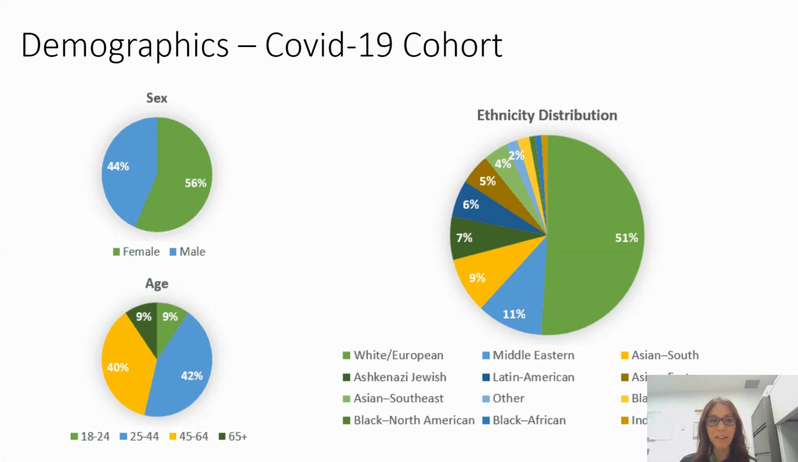Unfortunately, we do have bias in the ethnicity, given that most of our cohort is white and European, despite collecting from hospitals that have significant ethnic diversity. So we're not sure if there's bias in populations' willingness to participate in research, but unfortunately, due to this bias, it has led us to do our analysis based on comparing white European participants with all other ethnicities combined.